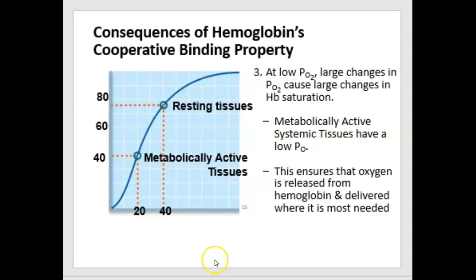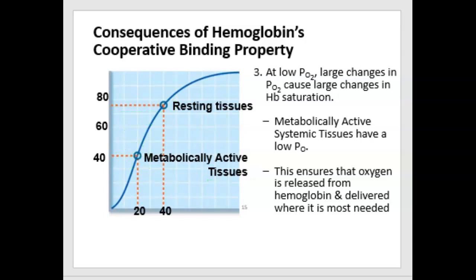So this is important in our systemic tissues, like think muscle, for example, metabolically active tissues where oxygen has been consumed, right? And so in metabolically active tissues, you might have as low as a PO2 of 20. And in resting, it's normally 40. But in both cases, it's going to facilitate oxygen binding to the hemoglobin.